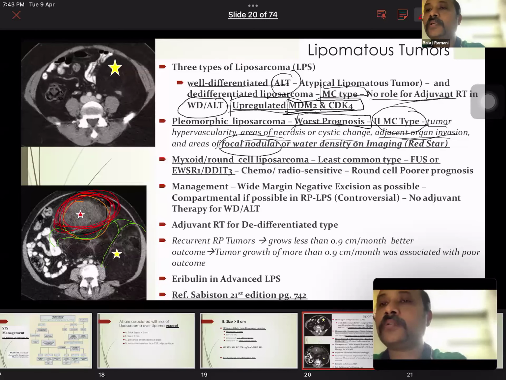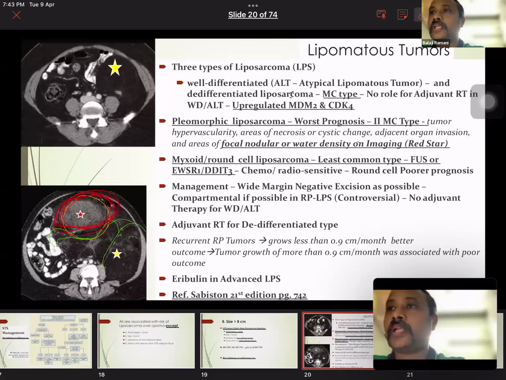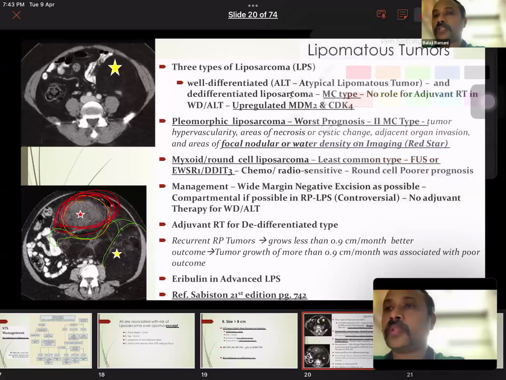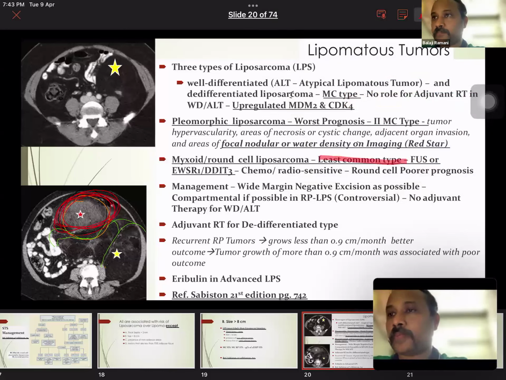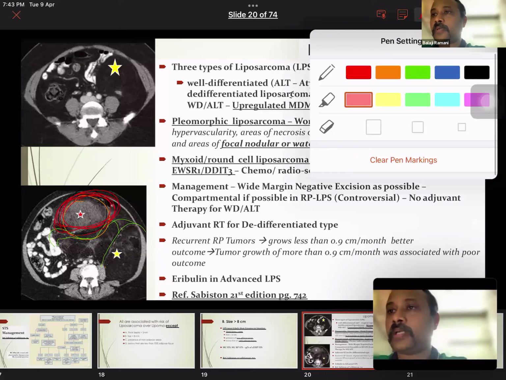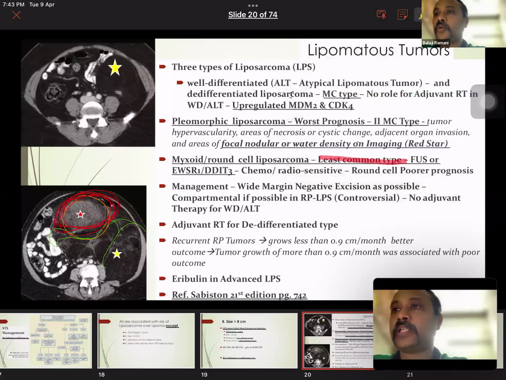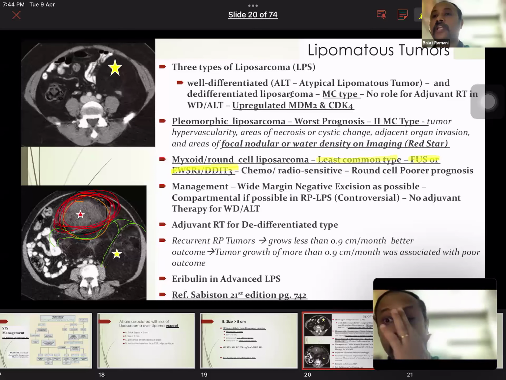And then you have the third type of liposarcoma, which is your myxoid and round cell liposarcoma. Now, as far as the myxoid and round cell liposarcomas are concerned, among the liposarcomas, they are the least common type, and they have the FUS-DDIT3 rearrangement. So FUS or EWS1 with DDIT3, that is the chromosomal rearrangement that you will find.